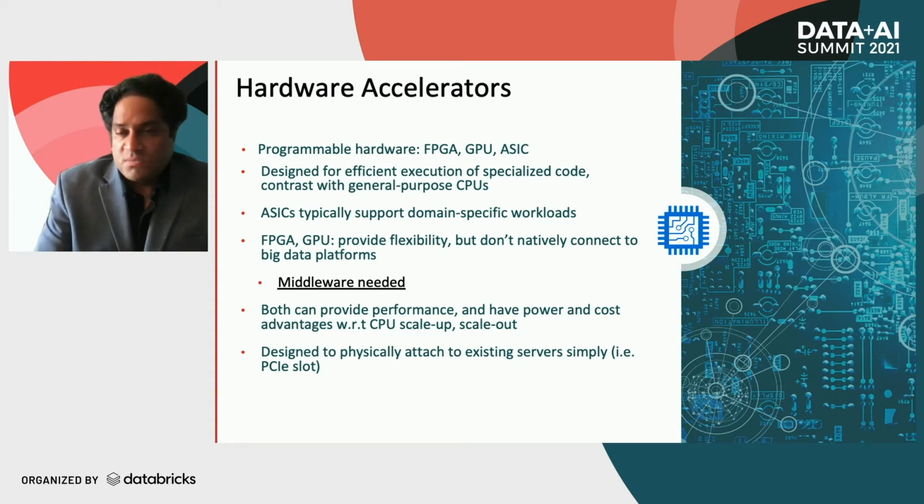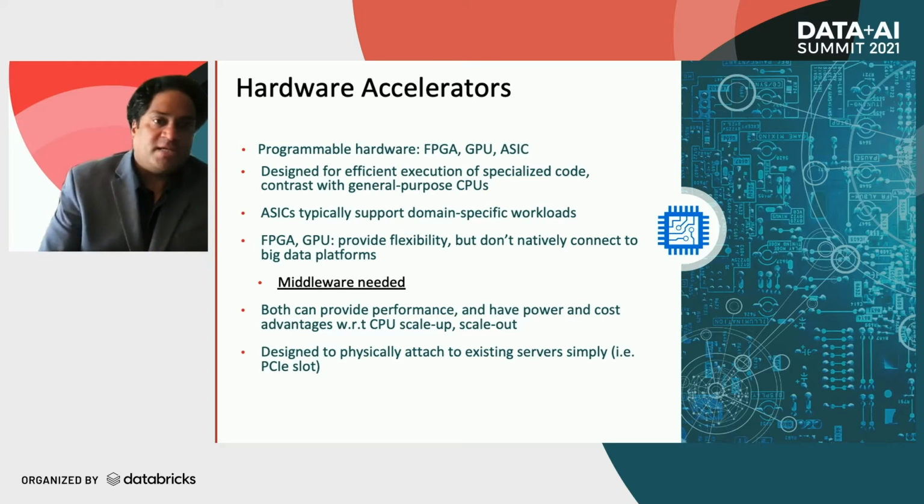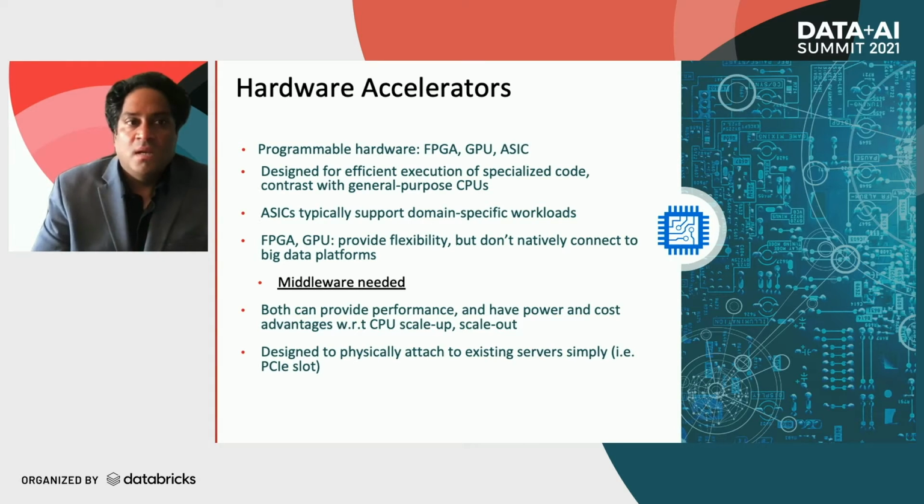Why isn't everybody using this type of hardware for Spark right now? The issue is that they don't natively connect to any big data platforms. Some middleware is needed to make that connection. The way Spark works, you download it from the Apache site, and it runs on your CPU cluster. That's not necessarily true of these hardware platforms. But if we can bridge that gap, both of these approaches can provide performance and significant power and cost advantages, and complement CPU scale up and scale out to make it more cost effective and more power effective. So that's the goal.